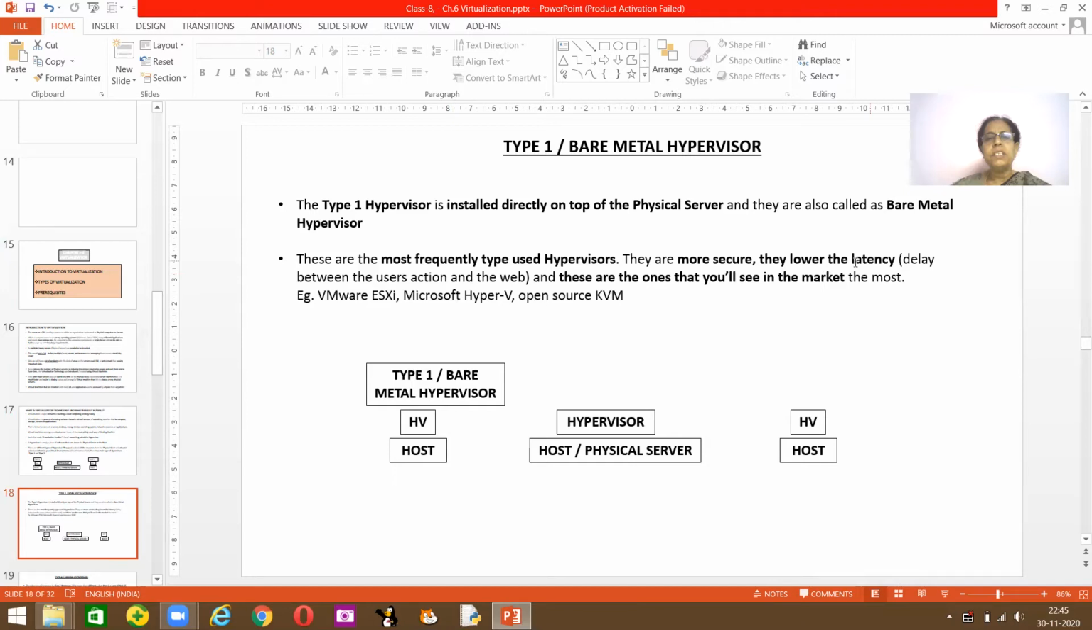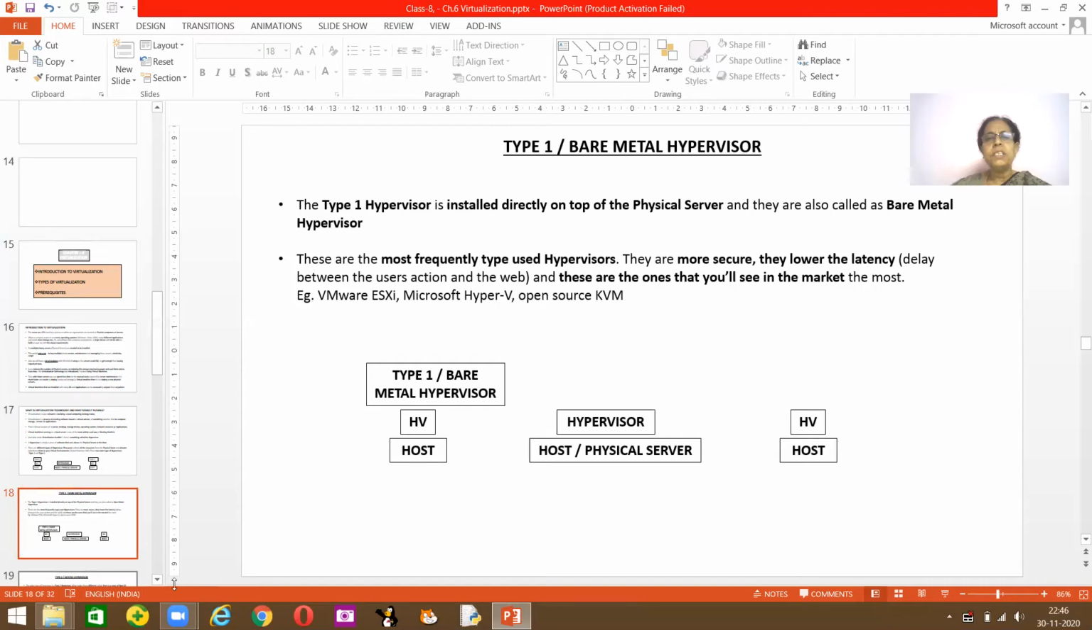it reduces latency. It has low latency. Low latency means there is no delay between the user and the web. As soon as you pass on some information, you immediately get the results. So there is no delay or latency in this type. You will see such type 1 hypervisors in the market. The ones that you find in the market are VMware ESXi, Microsoft Hyper-V, and open-source KVM. So this is for type 1.